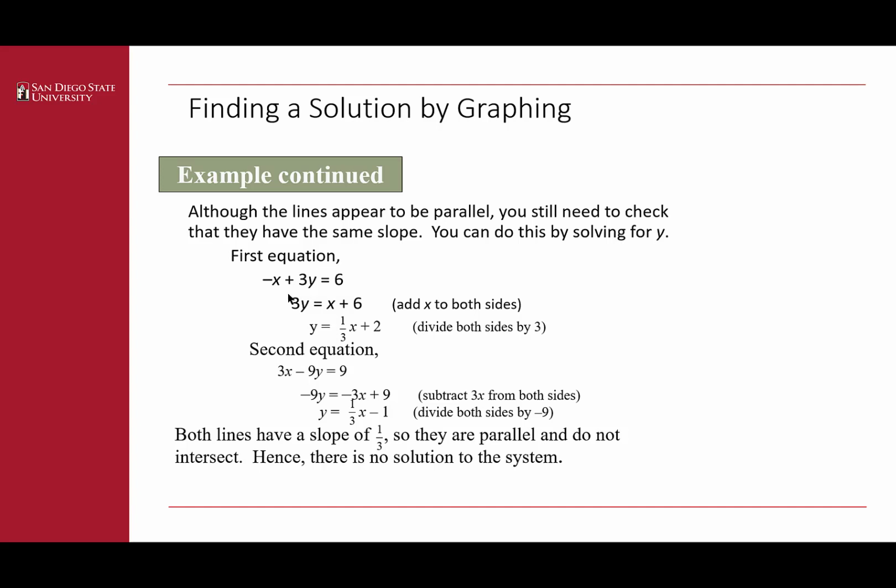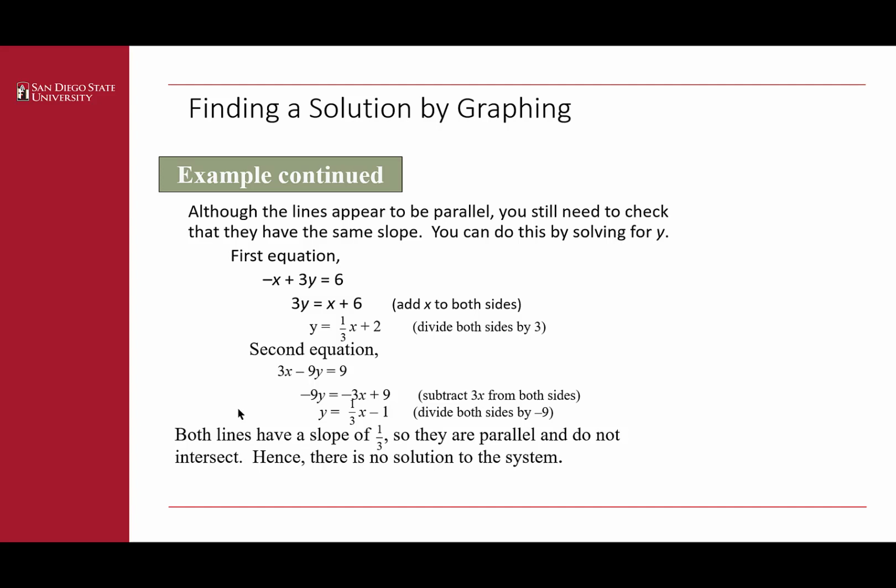For the first equation, minus x plus 3y equals 6, and 3y equals x plus 6 if we add x to both sides. And then if we leave y alone here, y equals 1 over 3 times x plus 2. And for the second equation, 3x minus 9y equals 9, and minus 9y equals minus 3x plus 9. And if we get y here, it is equal to 1 over 3 times x minus 1.